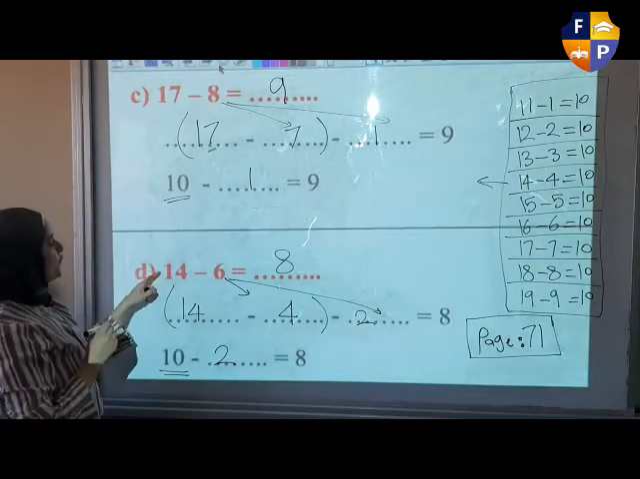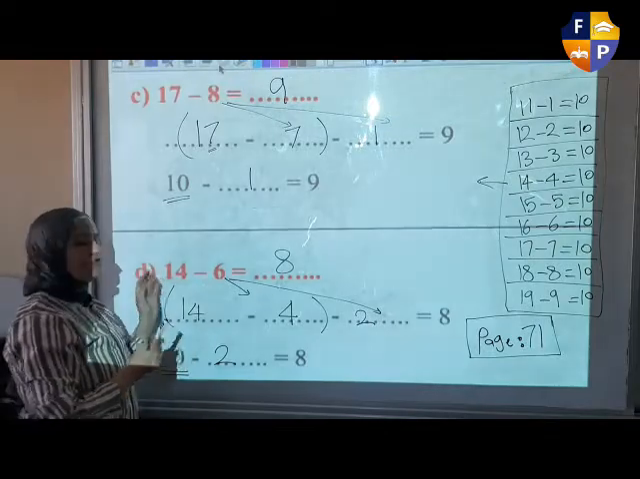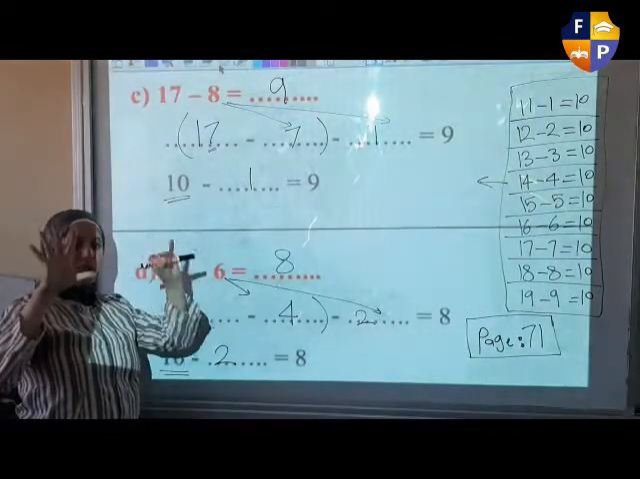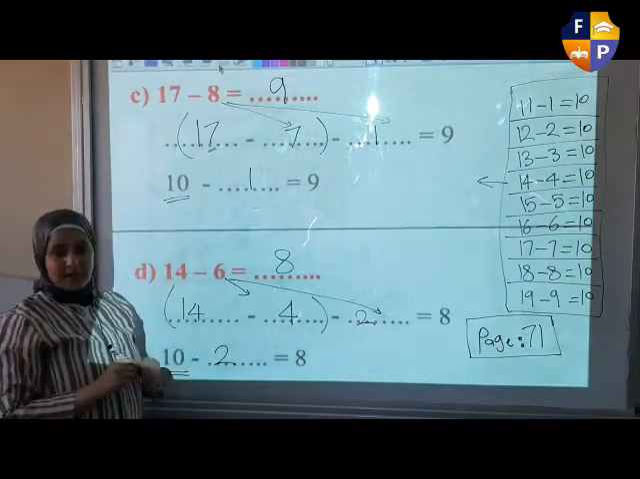Let's make sure. 14 minus 6 equals what? Close your hand and count after 6 to reach 14. After 6, 7, 8, 9, 10, 11, 12, 13, 14. So the answer is 8 and it's right.